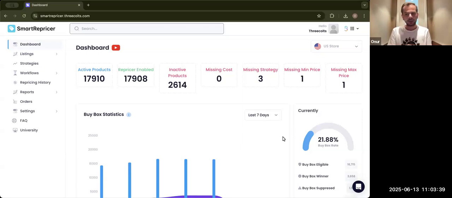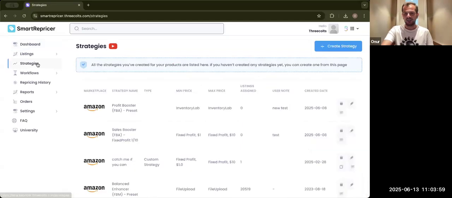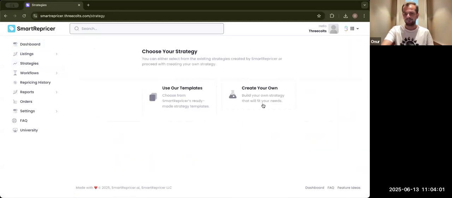Today we are going to talk about our strategies and especially buybacks. We are going to create your own, starting from the beginning, from scratch, and we are just going to build buybacks related strategies from SmartRepricer. So from the SmartRepricer dashboard, let's click strategies and then click create your own.